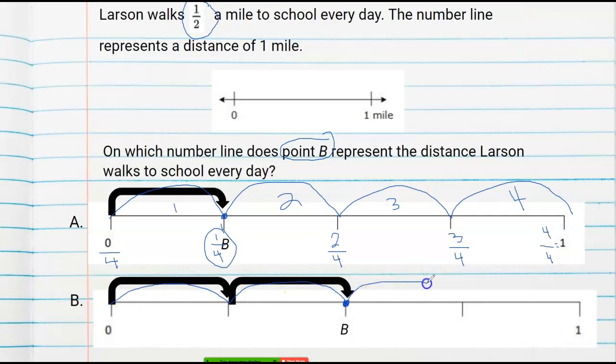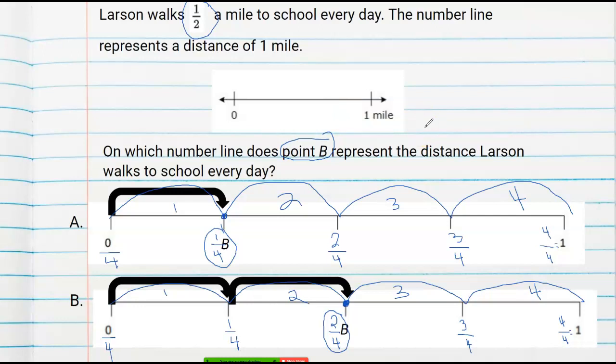1, 2, 3, 4. This one also has 4 parts. So again, my denominator is 4. 0/4, 1/4, 2/4, 3/4, and 4/4 equals 1 whole. Okay, so this one is represented by 2/4. Now, you notice neither one of these is showing 1/2. Okay, that's because one of these fractions is also a half.